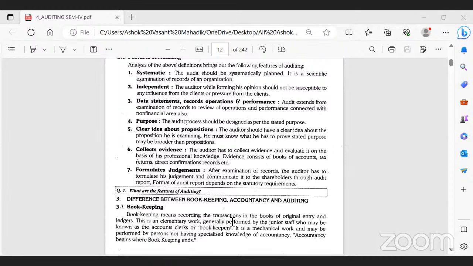The auditor should keep in mind the purpose of the auditing. We should be clear with the idea about the propositions. Then collecting evidence. This is very important part of auditing process. The auditor has to give a judgment, give his opinion at the end of the audit. For that, if he has adverse opinion, he should collect evidences to support his judgment.